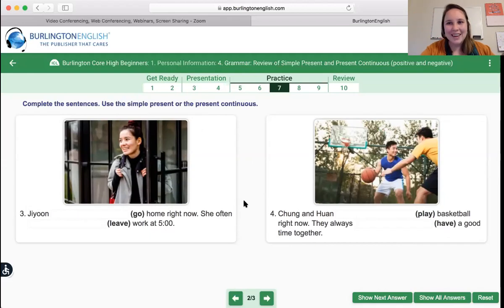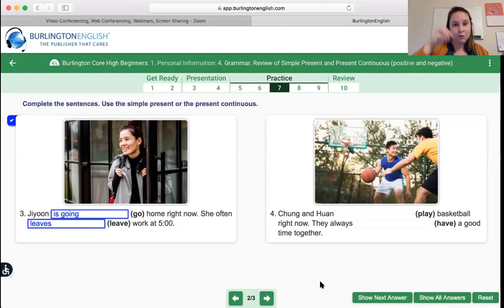All right, hopefully you're ready to go. So number 3, if you're not finished, hit pause, fill in the correct verbs, and then hit go. Okay. So Jihoon is going home right now. She is going home right now. She often leaves work at 5. So it happens regularly. She often leaves at 5. That's her usual schedule. That is her routine.